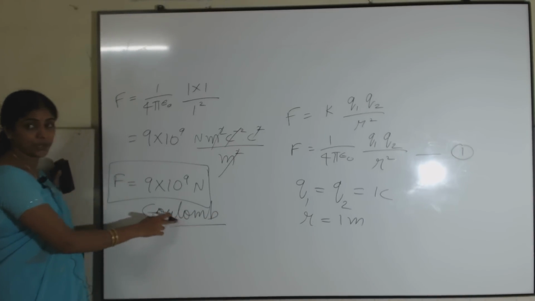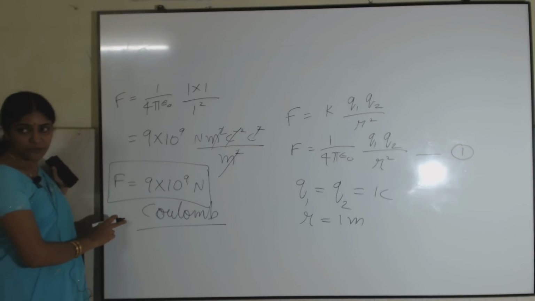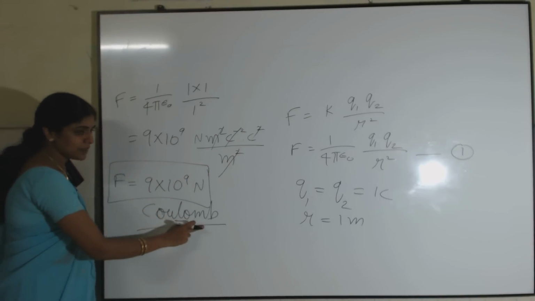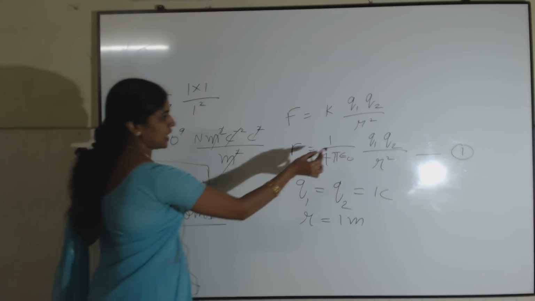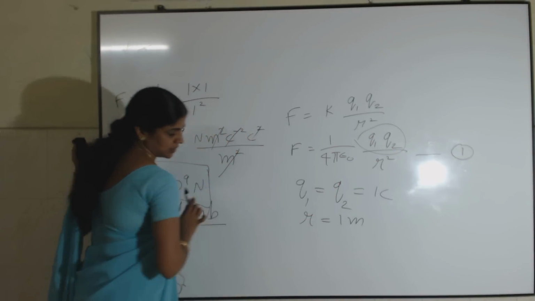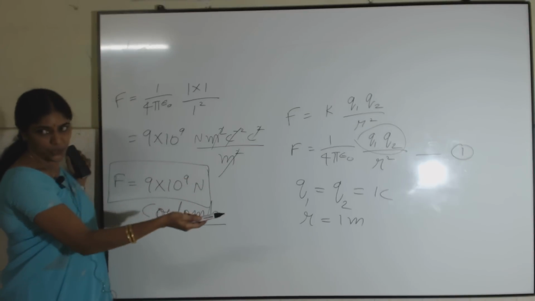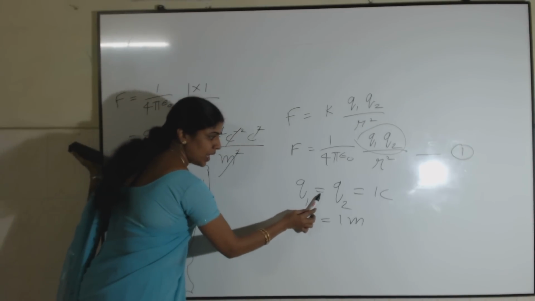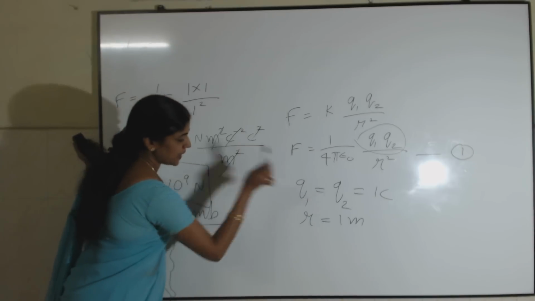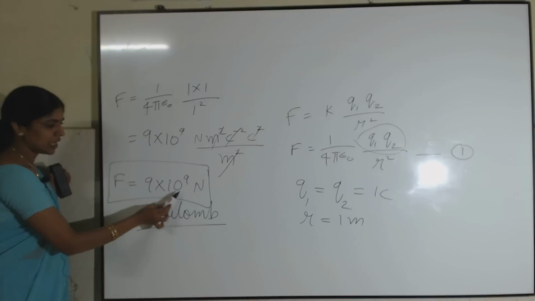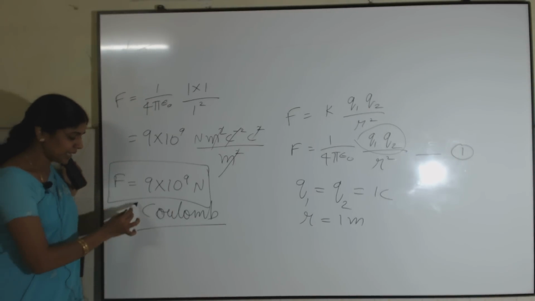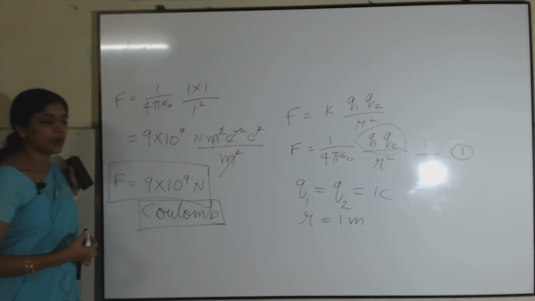That is nothing but the unit per charge. I can also define the unit of charge, 1 coulomb, as follows: 1 coulomb is defined as the quantity of charge which, when placed at a distance of 1 meter in air or vacuum from an equal and similar charge, experiences a repulsive force of 9 into 10 power 9 Newton. In this way I can define the definition for coulomb.